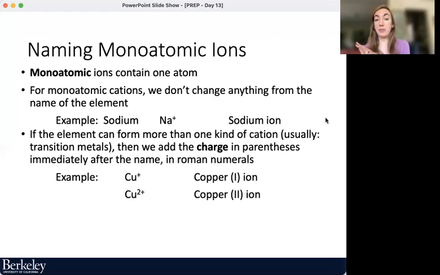If the element can form multiple kinds of charges, so like copper that we saw on the previous slide, so these are the transition metals, then we have to specify what the charge is in this case. So if copper is forming a +1 charge, we call it a copper 1 ion. If copper is forming a +2 charged ion, we call it a copper 2 ion. And just by convention, we put that charge in Roman numerals in the parentheses.